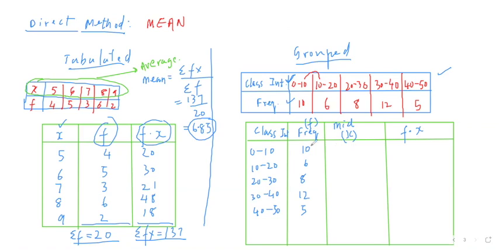Okay. So mid value is the middle value of this. How do you find the middle value? Just add up the bounds and divide by 2. So 0 plus 10 divided by 2, which will give you 10 by 2, which is 5. Same with the others, and you will get 15, 25, 35, 45. Don't forget to summate your frequency. So sigma F is going to be 41.